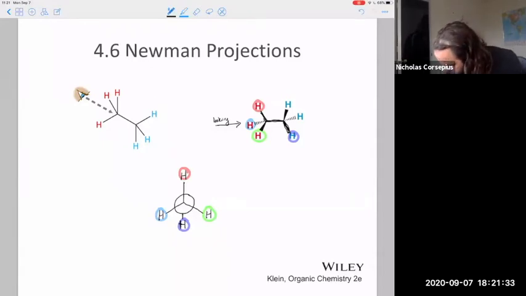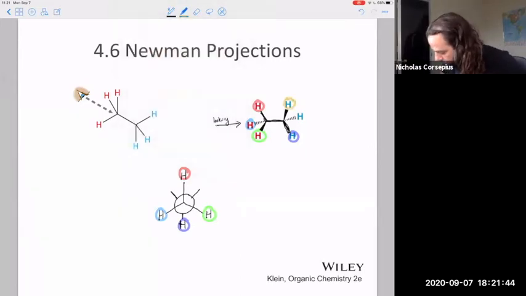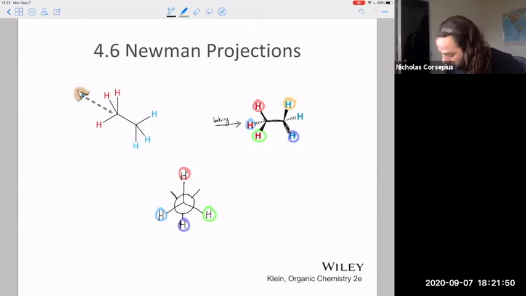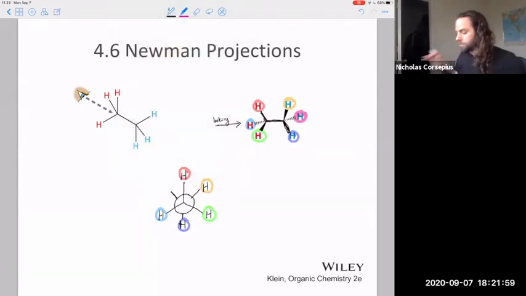All right, so now I have to draw my other bonds for my back carbon. I have this hydrogen right here pointed out at me. So when I take it and rotate it, that means it's going to be sitting on the right. And then my last hydrogen is pointed into the page. So when I pick this thing up and rotate it, it's going to be sitting on the left.